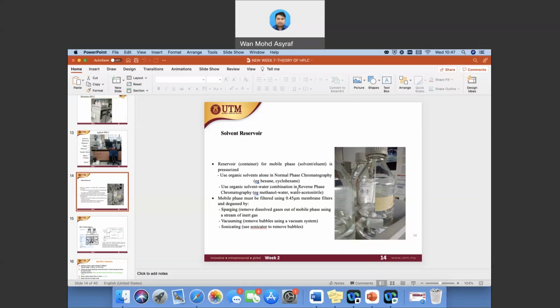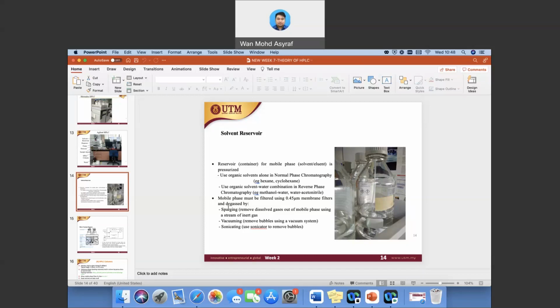All right, so here are some suggestions for normal phase and for reverse phase. It is good for you to know this. For example, when you have a question where they ask you to suggest what kind of solvent you can use for reverse phase or normal phase, then this is your answer.